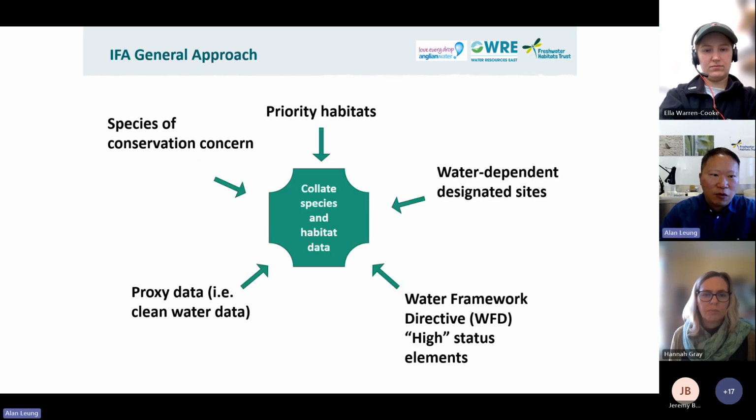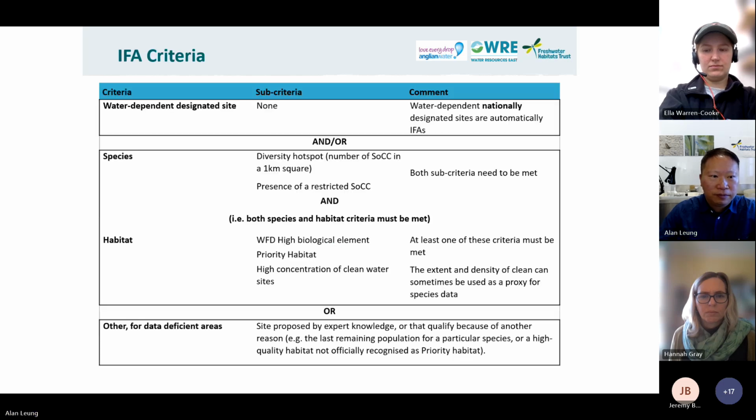This is a schematic diagram showing the general approach of the IFA analysis. Basically, we collate species as well as habitat data together so that we can find out which areas are important. Let me talk a bit more about the details. We have some criteria, which were developed together with some national experts and our research partners.